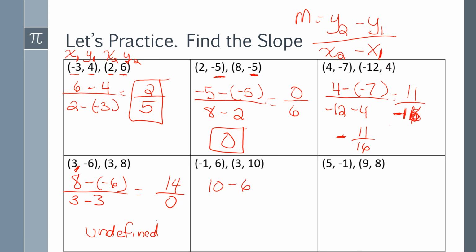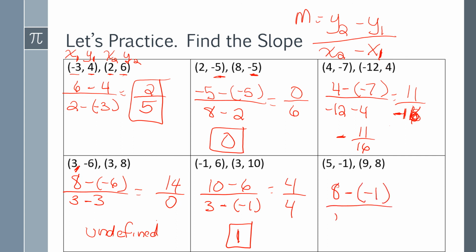So 10 minus 6 over 3 minus negative 1, which is going to be 4 over 4, which will simplify to 1. We always simplify if it simplifies to a whole number, or if the fraction can be reduced. We never make it a decimal. We hardly ever write a slope as a decimal. We always want to write it as a fraction. So this would be 8 minus negative 1 over 9 minus 5. That's going to be 9/4, and that's our answer.